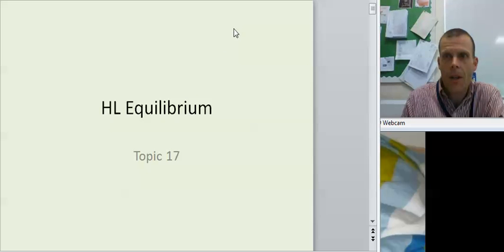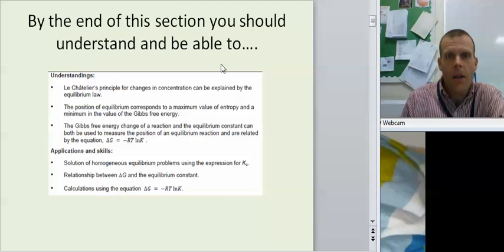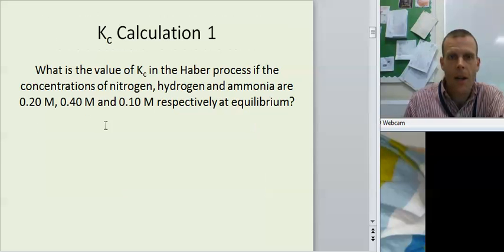Right, topic 17, higher level equilibrium. Kind of two parts to this. We are going to be looking at some more Kc calculations, and then we're going to be having a look at relationships between delta G and equilibrium constants. So we'll do the Kc calculations first.